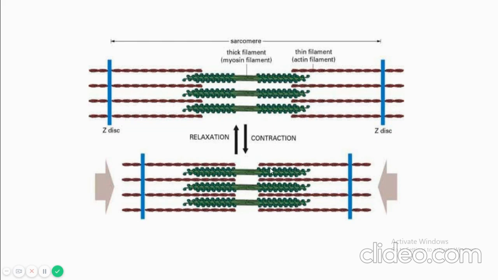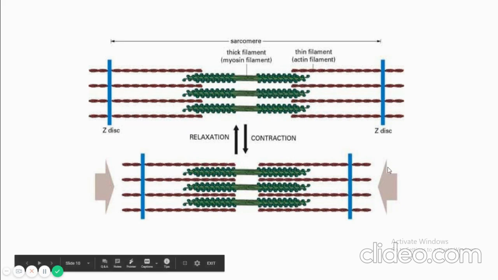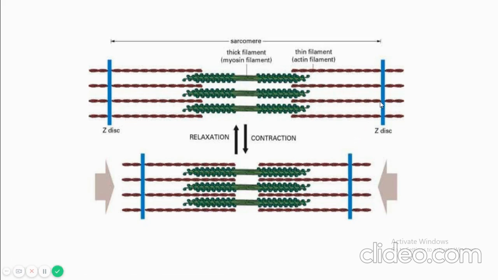Whenever a muscle contracts, how does it contract? The bulbous heads project, and they hook into the actin filaments, and they pull the actin filaments towards the center. So you can see in the relaxation, the Z line was there, and when the muscle contracts, you can see how the Z line shifted from here to here. This is contracted skeletal muscle.